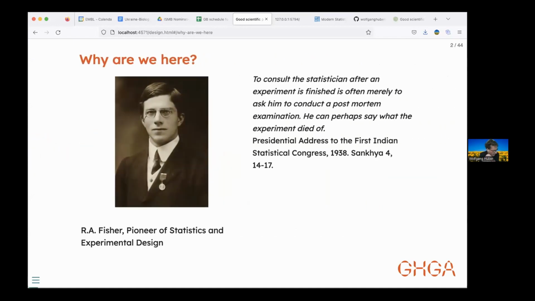One way to articulate this in a slightly sarcastic way is this quote by R.A. Fisher, one of the pioneers of statistics. To consult a statistician after an experiment is finished is often merely to ask him to conduct a post-mortem, so you can perhaps say what the experiment died of. So a more positive way of saying the same is basically that successful, healthy, and vigorous experiments benefit from applying statistical thinking and from thinking about how you will analyze those experiments or those data right up front from the beginning.